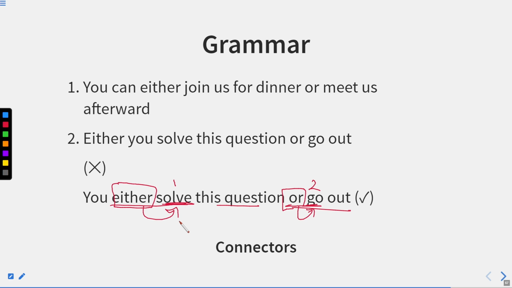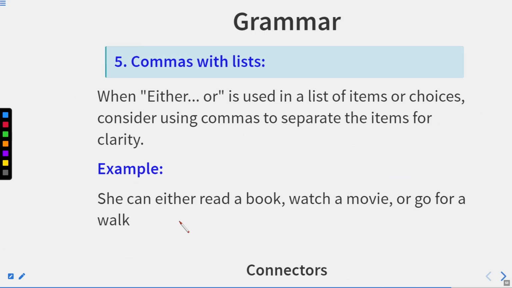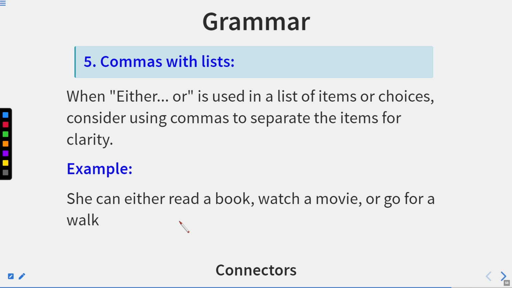In fact, now you can check all the sentences containing either or, whether they are correctly placed or not. Though in speaking we avoid using these structures, or we don't keep these things in mind while we are speaking, though we should. In fact, the correct structure should be this only. So we have to prepare ourselves not just for casual writing, but for correct and exact writing. Now, commas with lists. When either or is used in a list of items or choices, consider using commas to separate the items for clarity. Example: she can either read a book, watch a movie, or go for a walk.